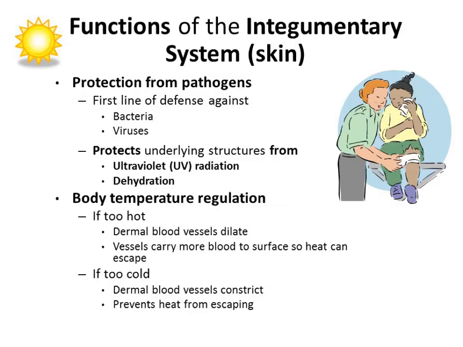Okay guys, so your integumentary system is not only your first line of defense from pathogens, so make sure you write that down, but it also protects your body from UV radiation, from dehydration, right? It keeps water inside of you, and it serves as body temperature regulation, okay? And that's important because I've mentioned this idea of homeostasis before.